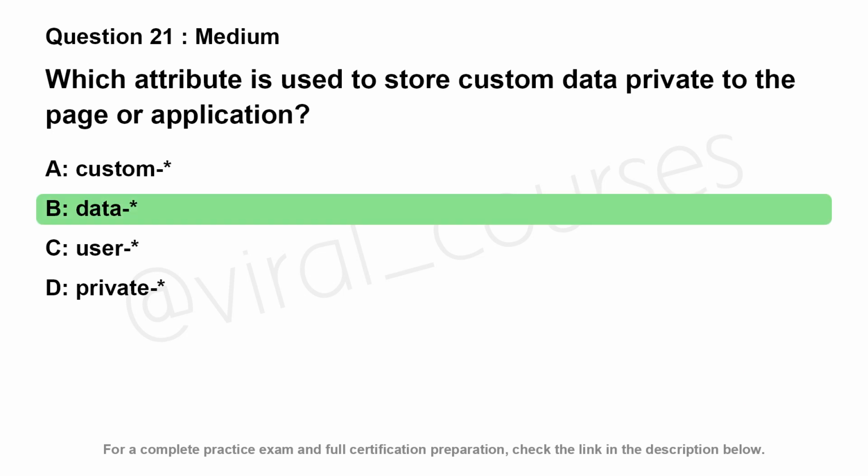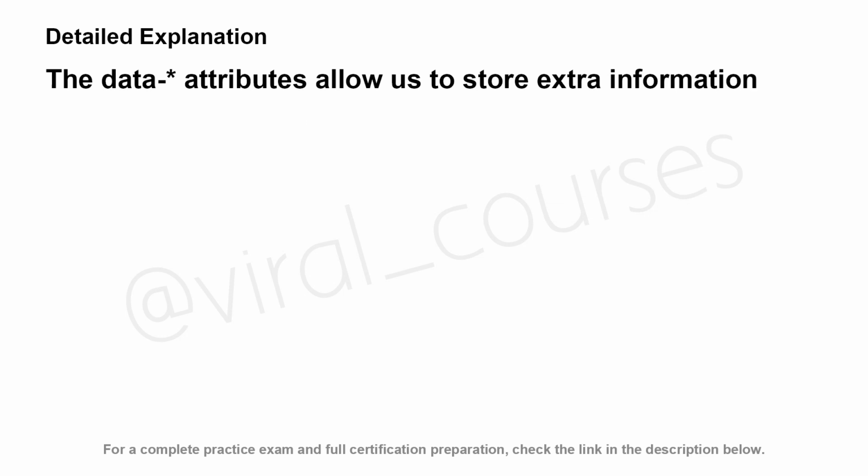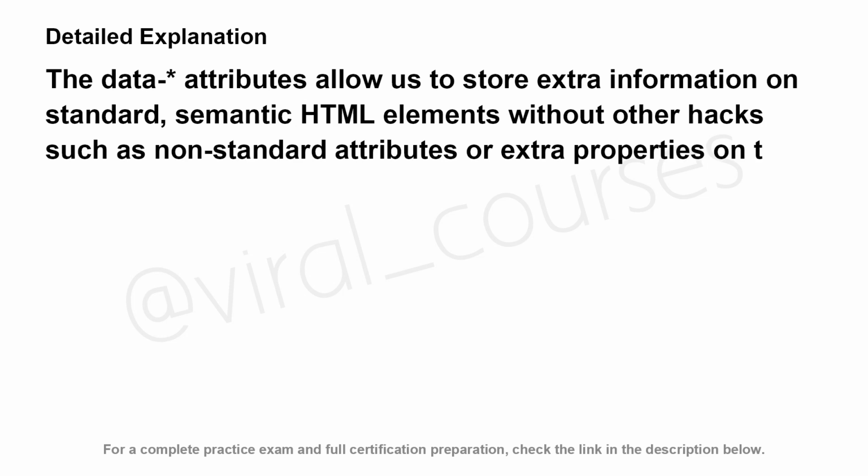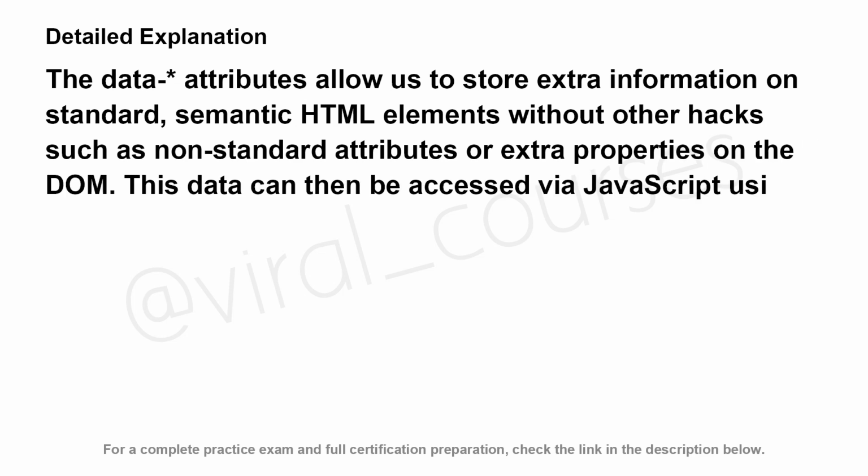The correct answer is B. The data-* attributes allow us to store extra information on standard semantic HTML elements without other hacks such as non-standard attributes or extra properties on the DOM. This data can then be accessed via JavaScript using the dataset property.